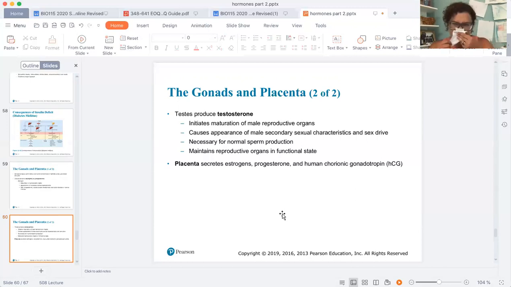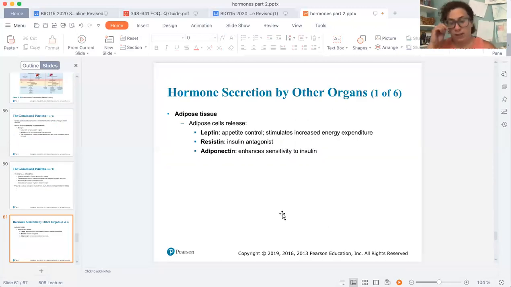And then the placenta, which only comes about when there's a baby being made, can secrete estrogens and progesterones and something called human chorionic gonadotropin hormone. When biological females pee on a stick to see if they're pregnant, they're measuring this HCG. And then hormones that are secreted by other organs, we're going to go into the male and the female in a whole other week in a whole lot more depth. So that's all we're going to go through there.